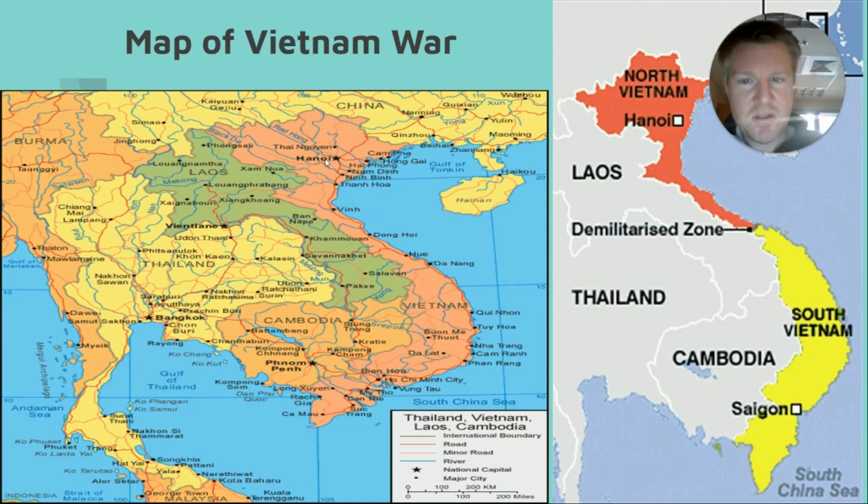Here's a close-up view. So you can see their neighbors are Laos, Thailand, Cambodia, China, and then the Pacific Ocean to the east.